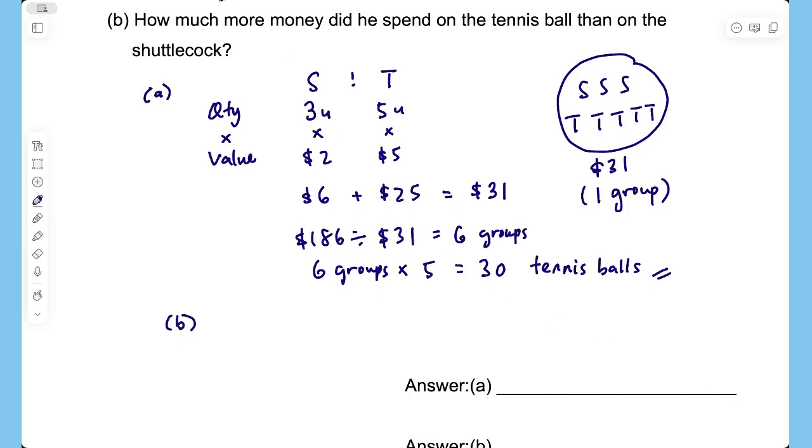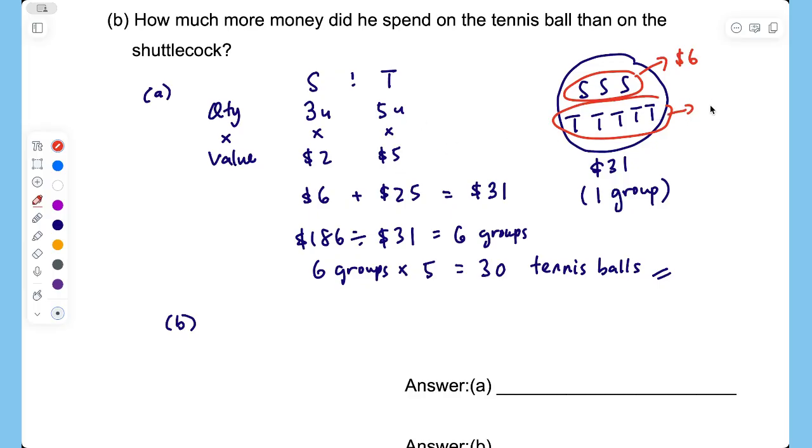For part B, how much more money did he spend on the tennis ball than on the shuttlecock? Now let's take a look at this group. In one group, there are 3 shuttlecock. And how much do these 3 shuttlecock cost? It costs $6. Because 3 times 2 gives us $6 in total. And these 5 tennis balls will be 5 times 5.